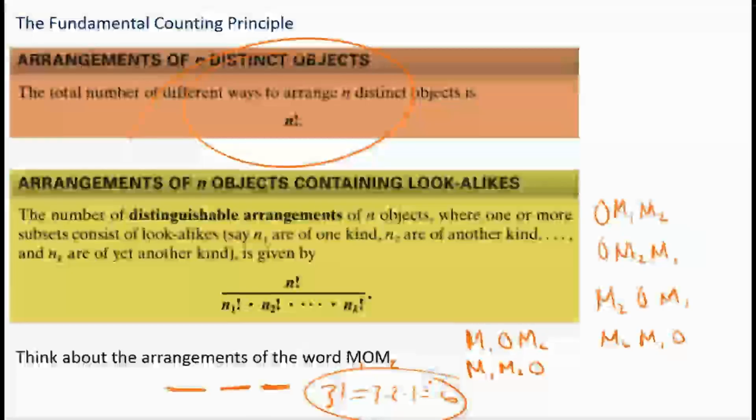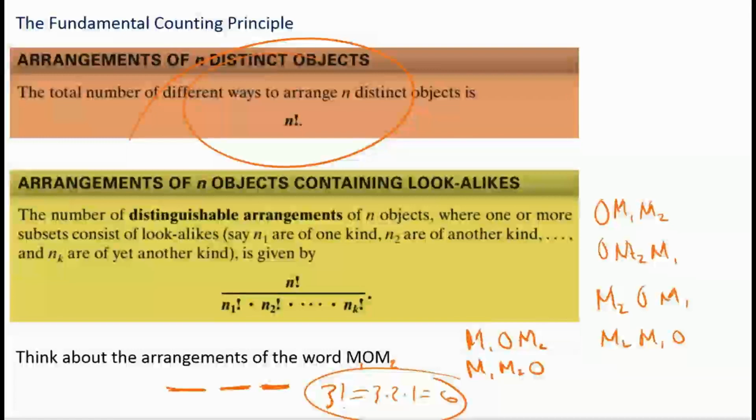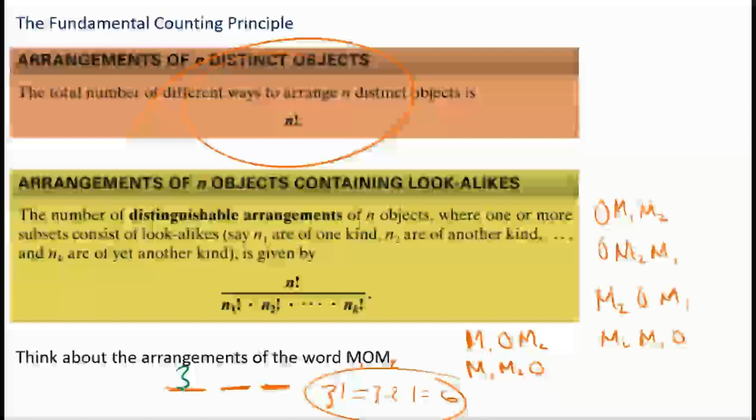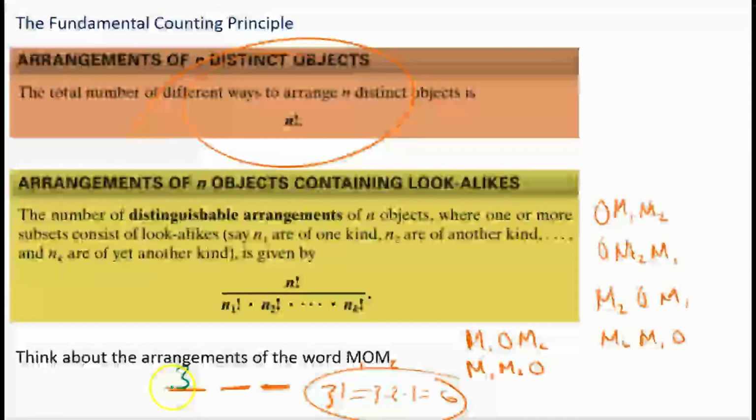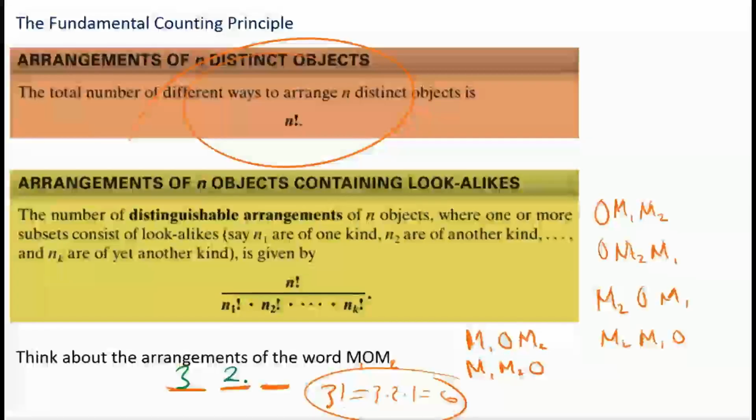Or if you think about it, the way we've been doing it this whole lecture is in terms of task. So task 1 is to pick the first letter. How many options do we have? An M, an O, or an M. So 3 options. How about picking the second letter? Well, we've already picked the first letter, so when you pick the second letter, you have 2 options. And picking the third letter, you have 1 option. So that's going to be, again, 6.